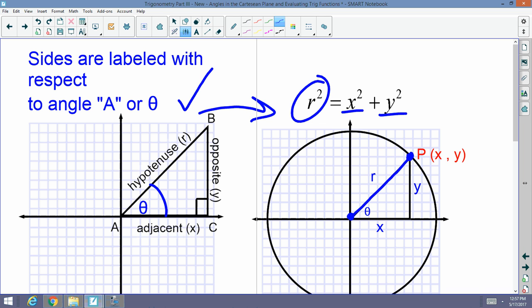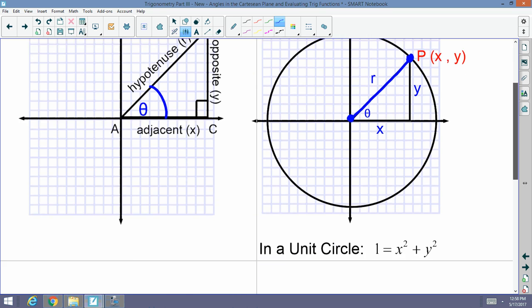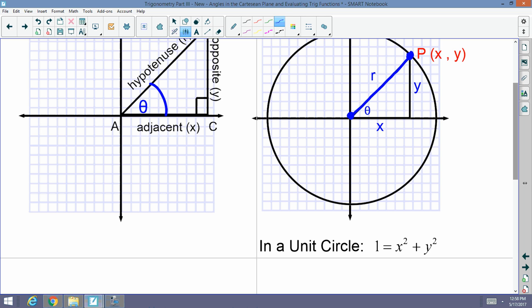And the radius is what controls the circle. The radius is what controls the terminal side. The radius is what controls the trig function values. It's all about the radius. Now, in a unit circle, the radius must be 1. So in a unit circle, 1 equals the side squared plus the other side squared.